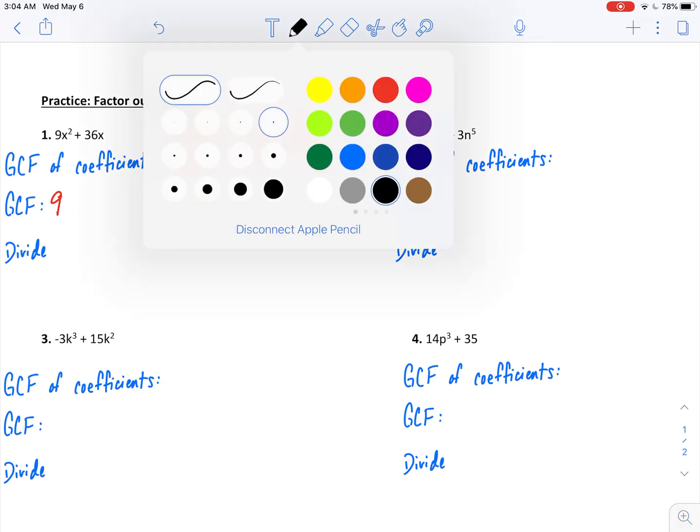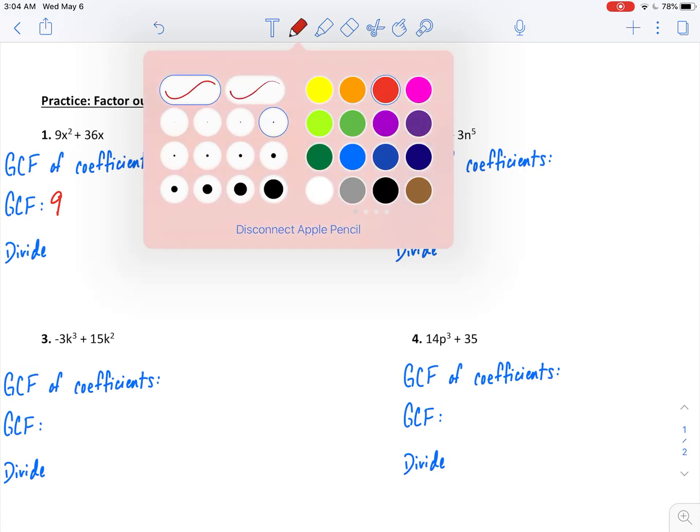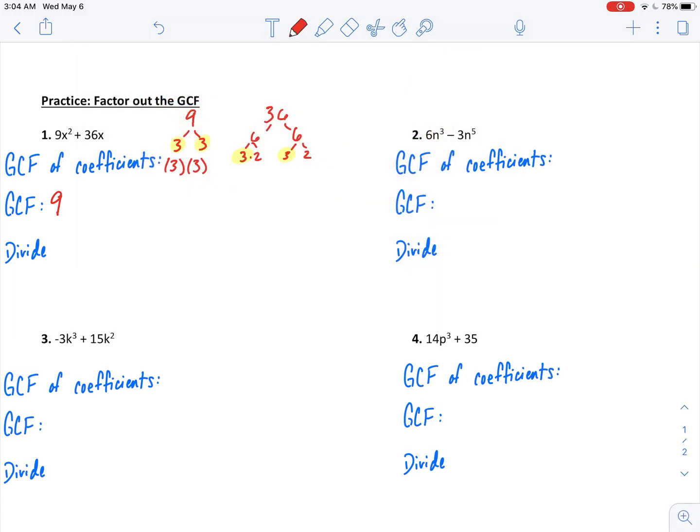And now let's look at our variables here. I've got 2 x's here, or x squared. I've only got 1 x over here, so how many x's do they have in common? Well, only one of those. So I'm only going to bring 1 x into my GCF.